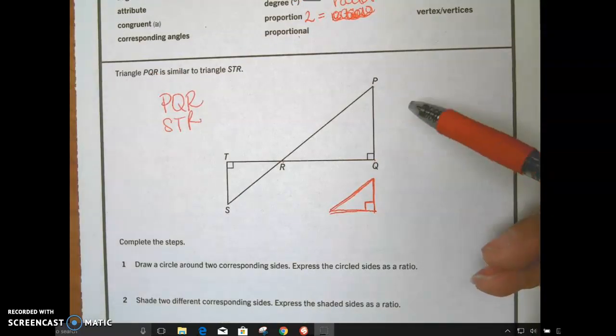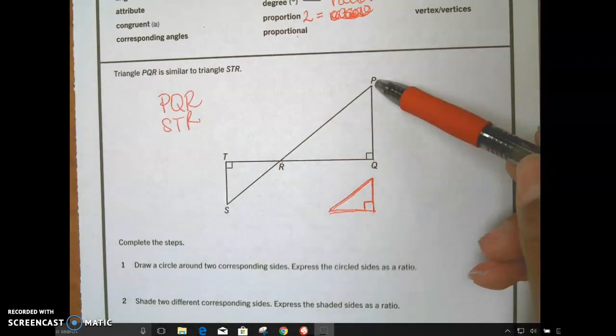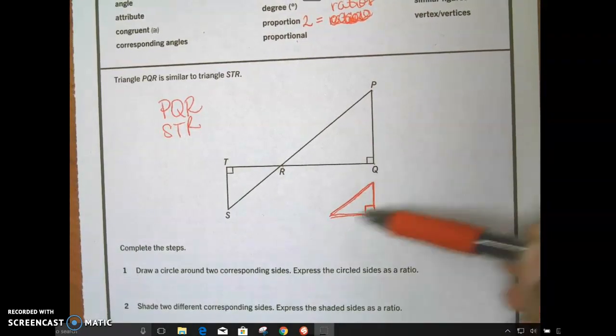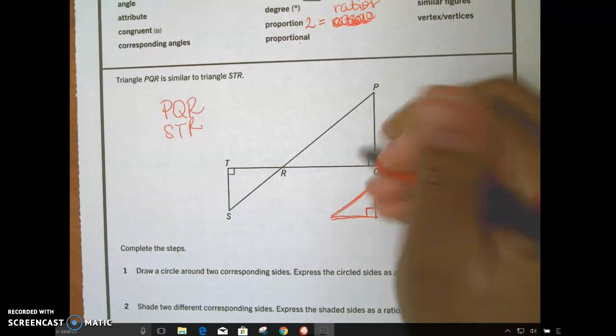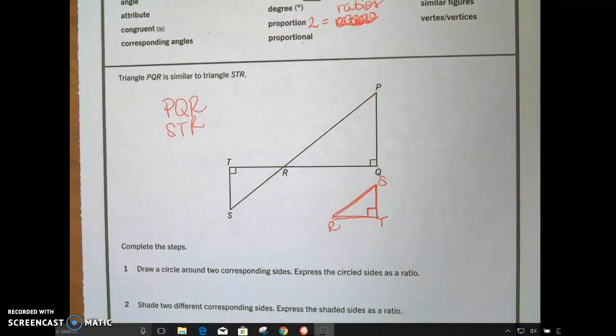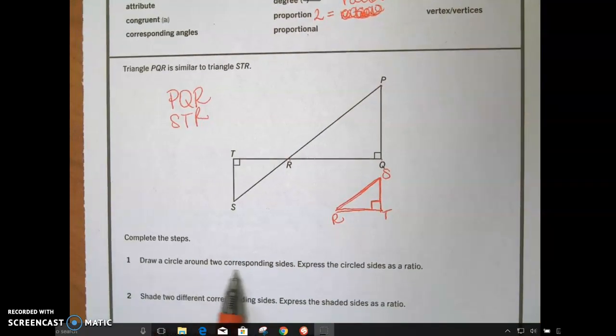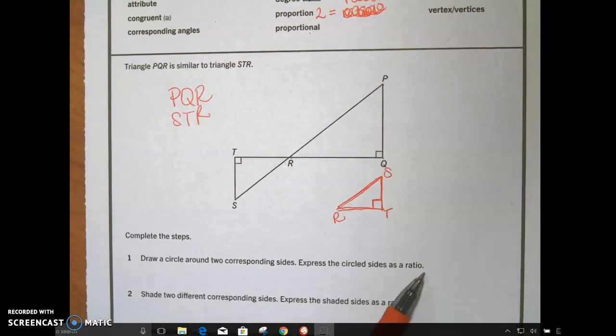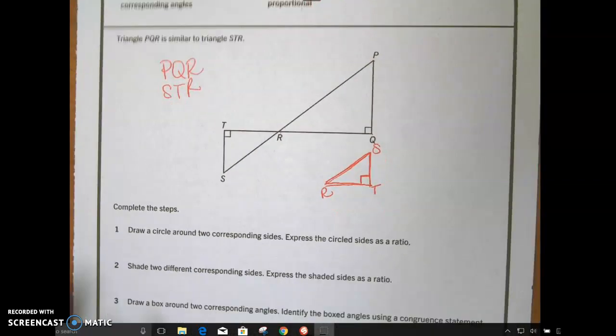So again, if this is PQR, this is SQR. Draw a circle around two corresponding sides. Express the circled sides as a ratio. Okay, I don't want to draw a whole bunch of circles here because it's going to get messy.